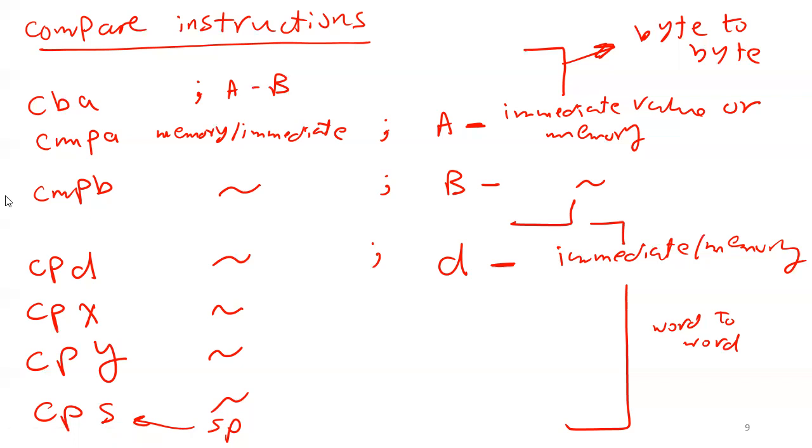Also, we have 1, 2, 3, 4 instructions to compare word to word. So here we have to compare register D with an immediate value or memory location. And again, you can use any format of the memory location. I explained several formats, and we have used several formats for memory locations. We have to compare X, compare Y, and compare S for the stack pointer. This is word to word. So this memory location here is a word, but here they are bytes. Okay, guys, any questions?